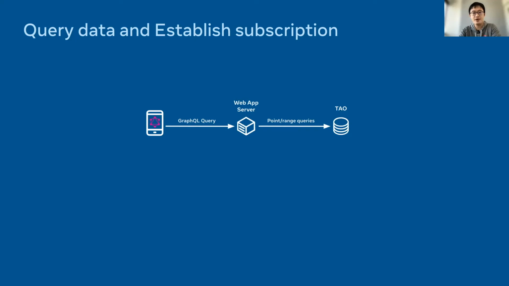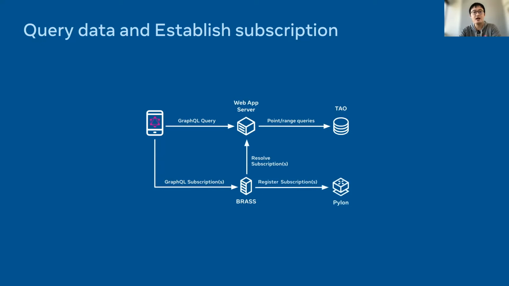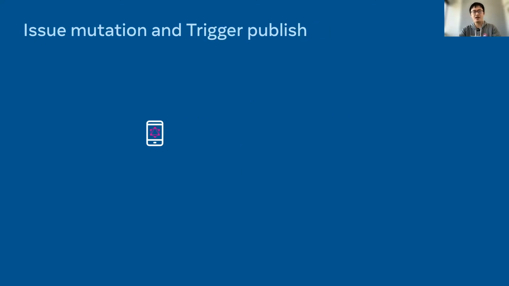Both the initial query and follow-up subscriptions use GraphQL so that it is easy for clients to reuse common data models. For each GraphQL subscription, a long-running stream will be established from the client and will land on BRAS servers. Subscription requests will be resolved by the web application server into a concrete topic, and BRAS registers the subscription to the topic by calling Pylon.